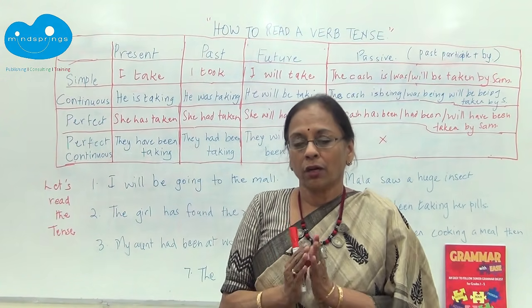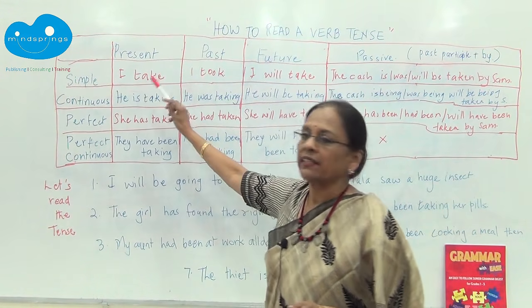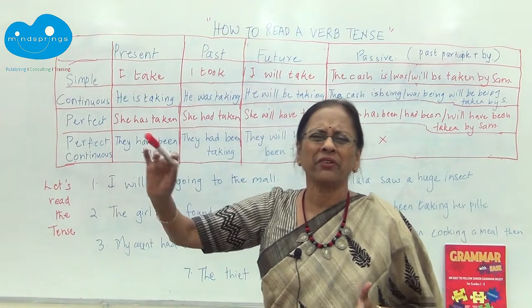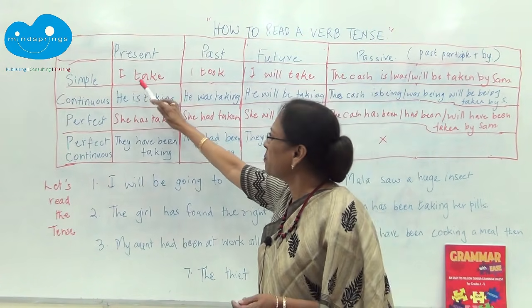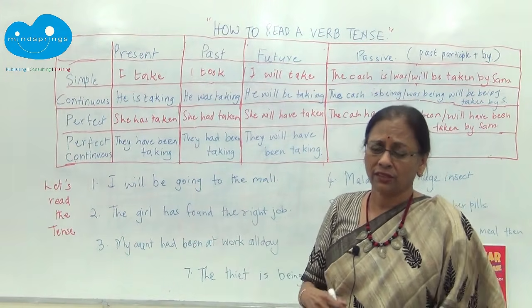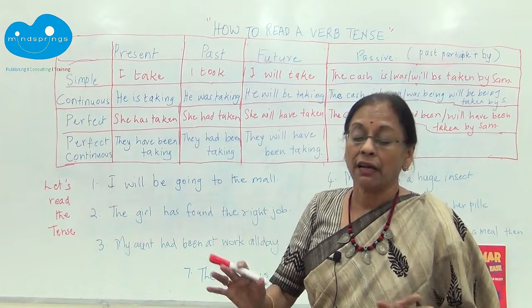Let me talk about something very, very simple. Your simple tenses are very easy. This is something that we learn when we are in the primary classes, and we never really forget it. You've got present, I take, I took, I will take. Everyone knows that, so there's no issue there at all. I'm going to come to the passive tenses last.